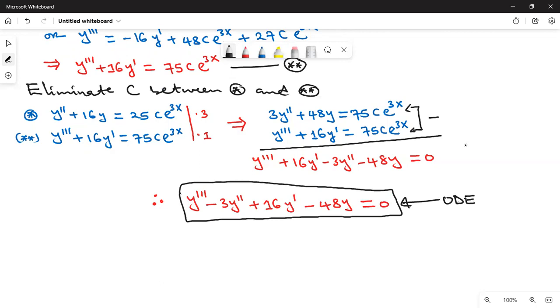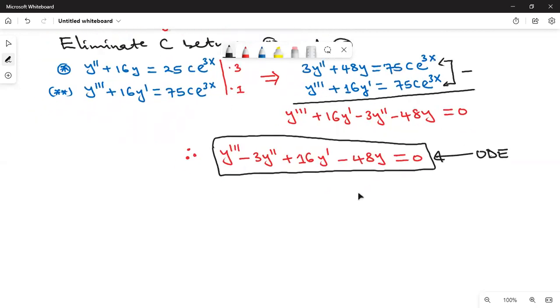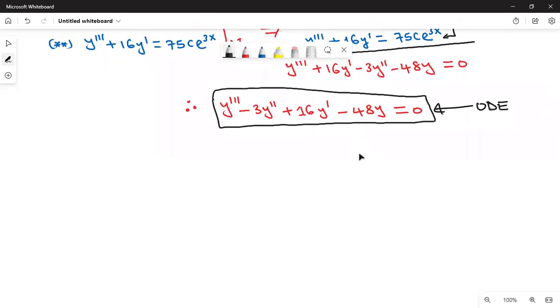Lastly, let's look at part D. How do we obtain an ODE from the primitive in part D? We are given ax squared plus by squared is equal to 1. That's what we have. There are two essential arbitrary constants in this primitive, that is a and b. So we need to differentiate this equation 2 times.